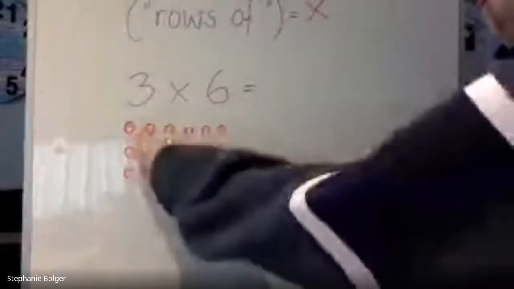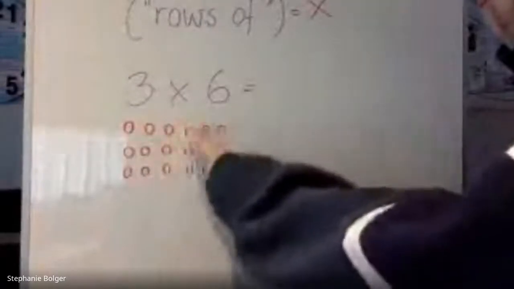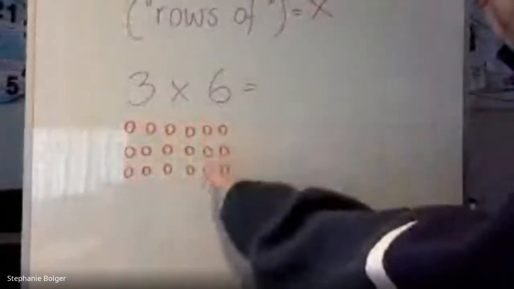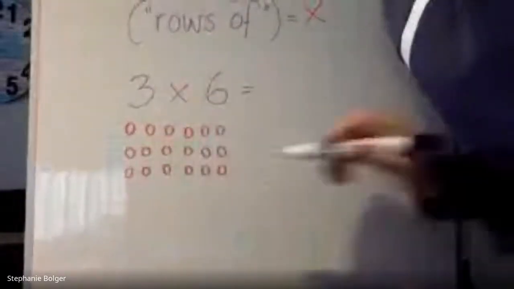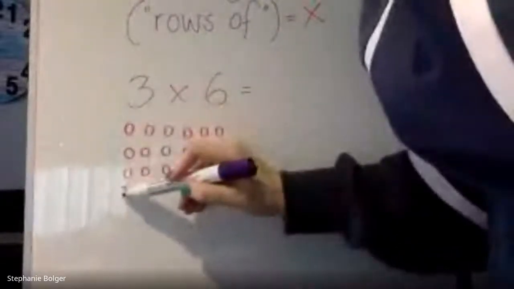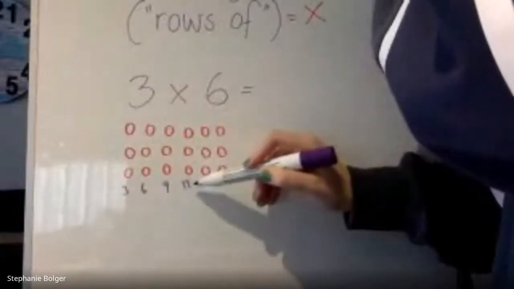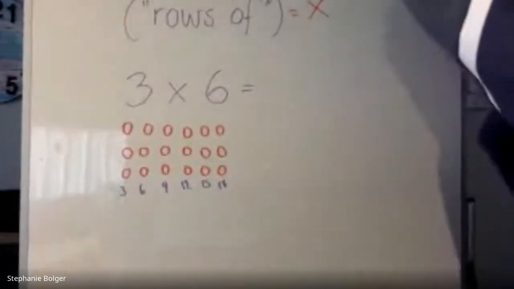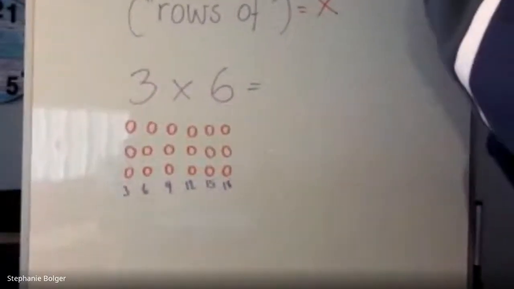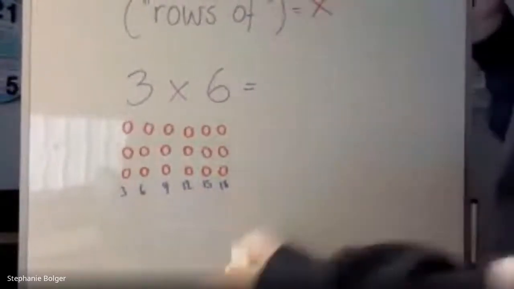So you might say 3, 6, 9, 12, 15, 18. As you go, you might like to write the numbers underneath. 3, 6, 9, 12, 15, 18. You might do it that way, or get my tissue to rub.